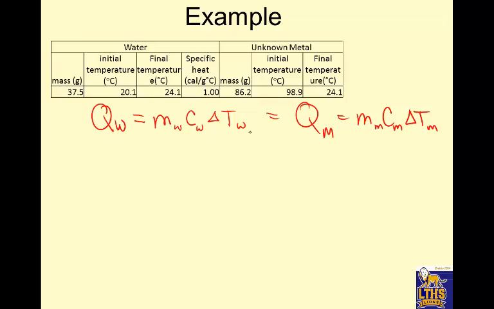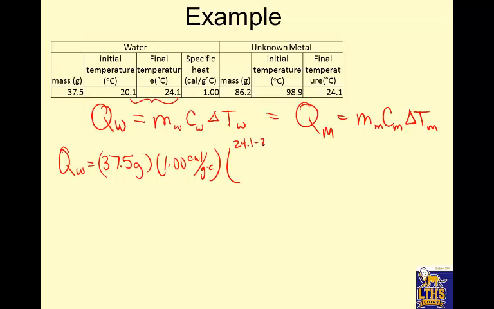We can figure out the heat the water takes in. That's going to be equal to the mass of the water times the specific heat of water, which is 1.00 calorie per gram degree Celsius. Notice I'm using the units of calorie now. The change in temperature is 24.1 minus 20.1, which is 4.0 degrees Celsius. So the heat that the water gains is 150 calories.